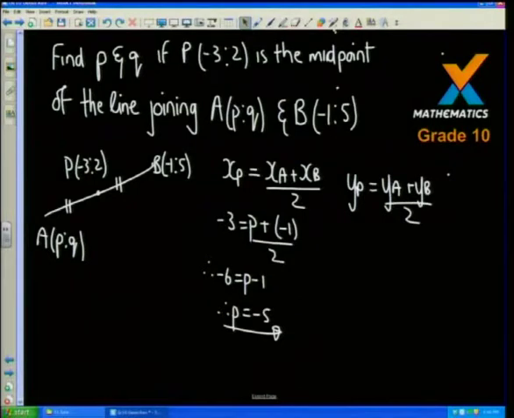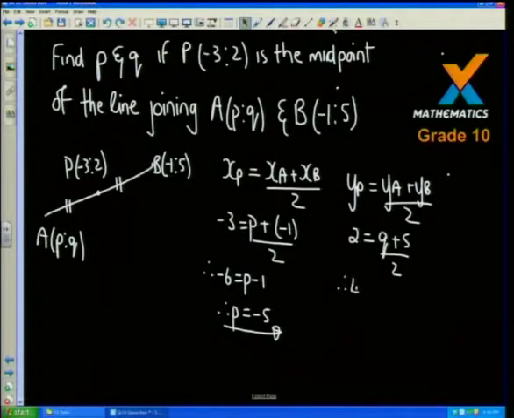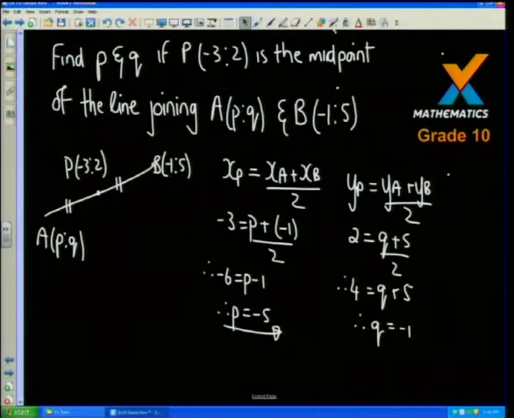Now the y coordinate of point P is 2. 2 is therefore equal to Q plus 5 divided by the 2 at the bottom, and the procedure is exactly the same. Get rid of the fraction by multiplying both sides by 2. You get 4 is equal to Q plus 5. Take the 5 over, therefore Q is going to be -1.